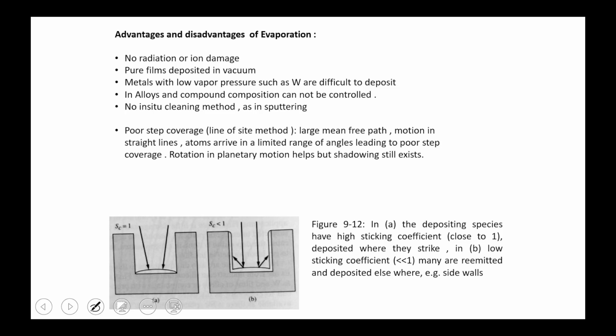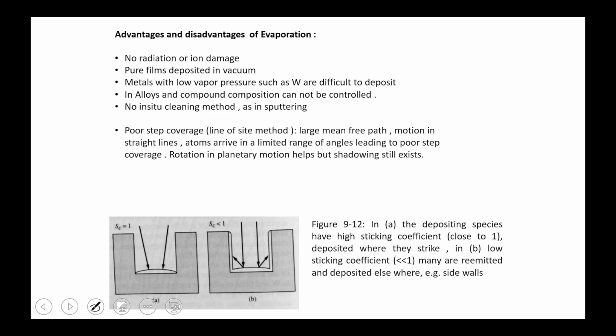Metals with low vapor pressure such as W are difficult to deposit, meaning they require very low pressures. W means tungsten. In alloy and compound, composition cannot be controlled. If you mix alloy and compound, and deposit in parallel, you cannot control the deposition rate.